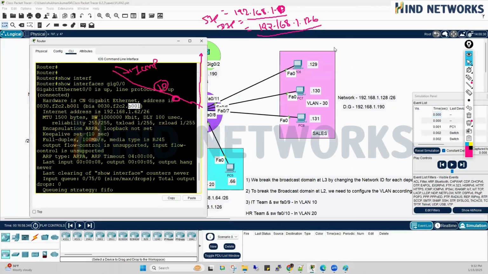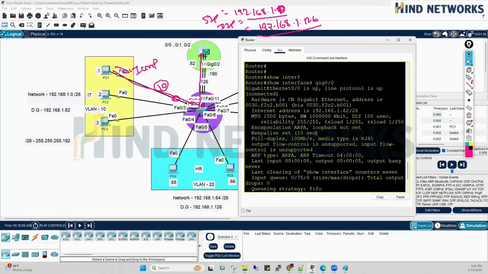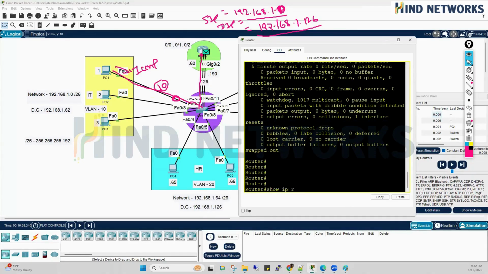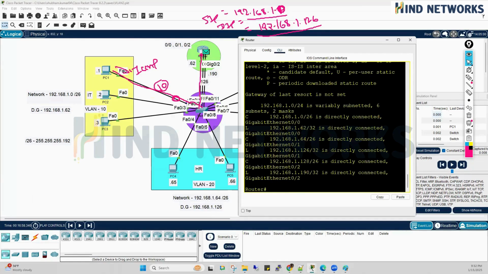This router will check the routing table. This router will check which table? I told you na, the router performs the routing. So IP route. This router will check the routing table. And in this routing table, this router will find, hey, I have this entry in my routing table.